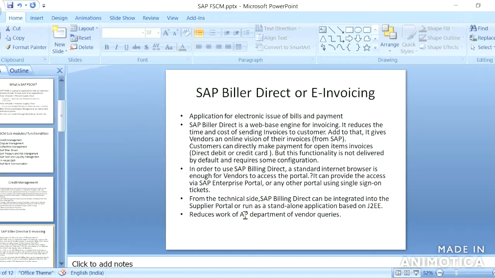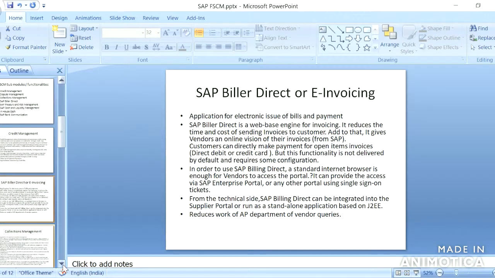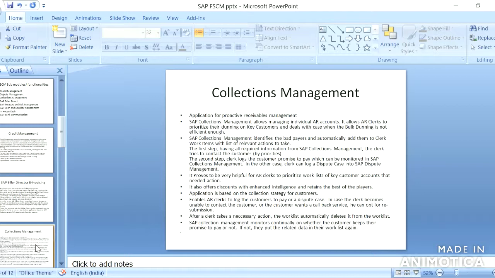So a little bit of work is reduced here, and even when the customers are paying directly online, there is no need to do the manual work again. So a lot of manual work is reduced with these SAP applications. Somewhere I have read that 50% of manual work has been reduced through SAP applications. So let us move on to collections management.